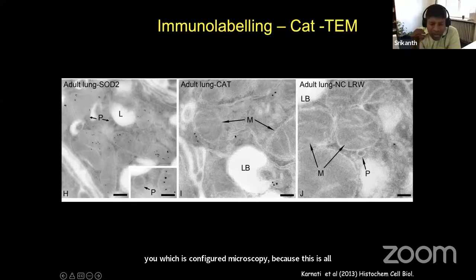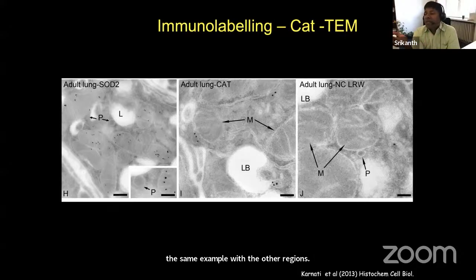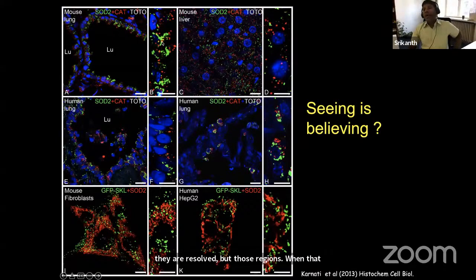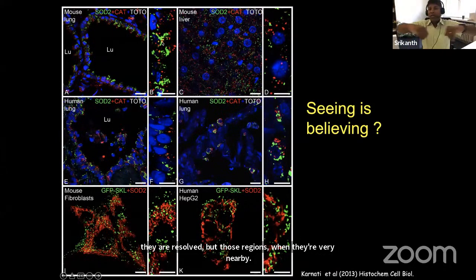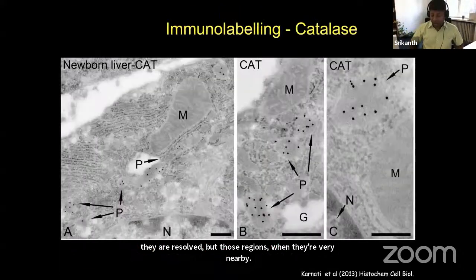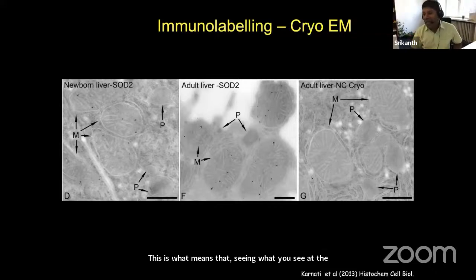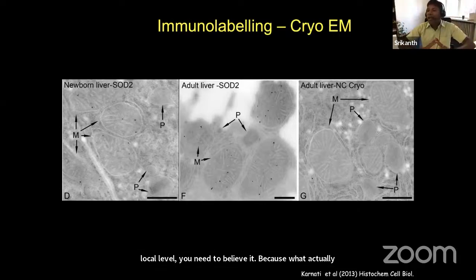So confocal microscopy has a kind of limitation. Below about 200 nanometers, you cannot resolve the things. So in these confocal microscopic images, most of the time they are resolved. But when regions are very nearby, less than 200 nanometers, you cannot resolve these two individual particles as separate. But with the electron microscope, you can clearly see they are less than 100 nanometers apart, and you can still separate the clear labeling of the peroxisomes from the mitochondria. This is what it means: what you see at the confocal level you might not need to believe, because what actually happens at the ultrastructure level is quite different.